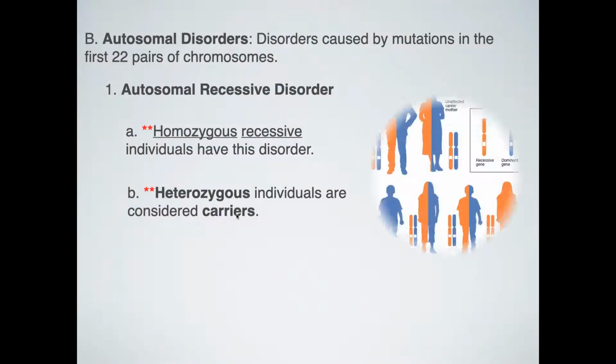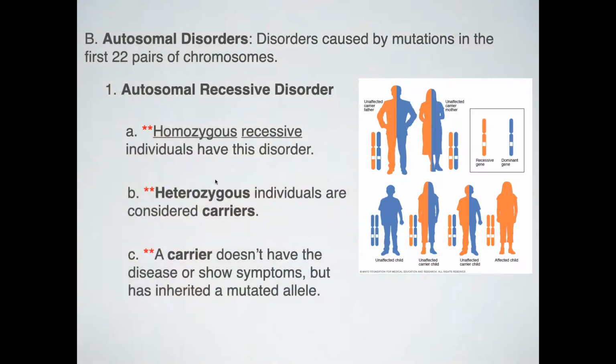Now, carriers are different, okay? Carriers don't have any symptoms of the disease. They are absolutely and completely, as far as we're concerned, phenotypically normal, but they do carry a recessive allele that could get passed on to their children, making either more carriers or maybe someone with the disorder, okay?